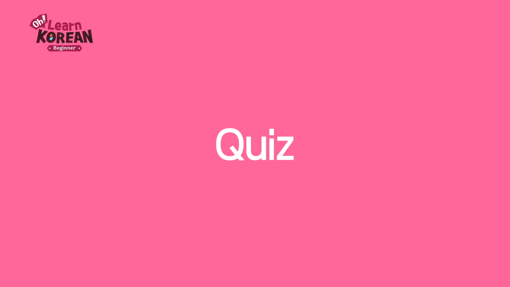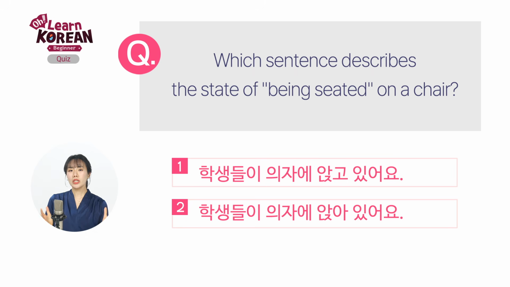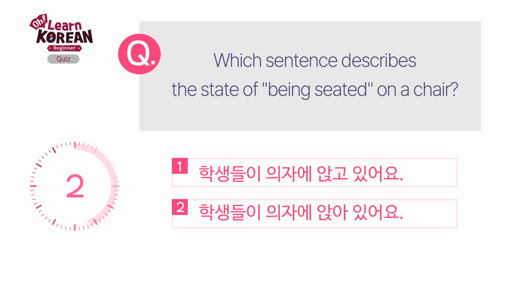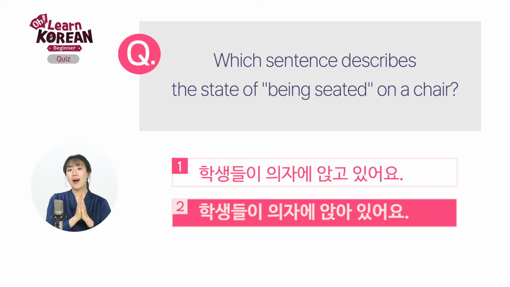And now let's do the quiz together. Which sentence describes the state of being seated on a chair? Number 1. 학생들이 의자에 앉고 있어요. Number 2. 학생들이 의자에 앉아 있어요. The answer is number 2. 있다 describes a lasting state after an action is finished. So the answer is number 2.